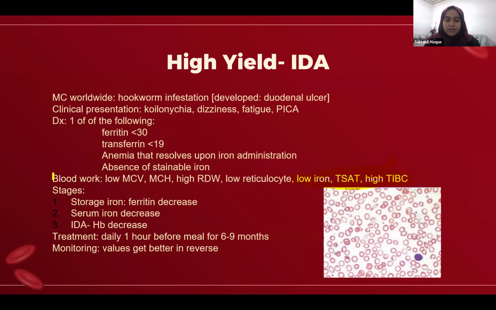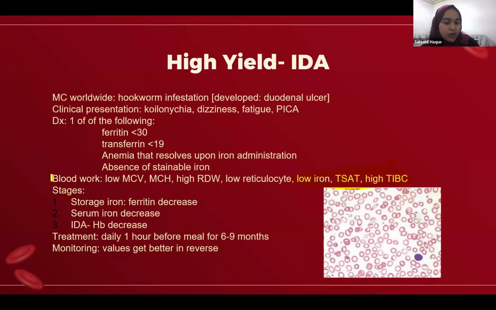Okay? Then what are the stages of iron deficiency anemia? First, the storage iron decreases, so you see a decrease in serum ferritin. Then you see a decrease in serum iron, right? The serum iron decreases after the ferritin level decreases. So there are no stores now, so the ones in the serum are going away. Then finally, you have iron deficiency anemia when hemoglobin is low. So in the first two stages, it's not called anemia yet because hemoglobin is still normal.